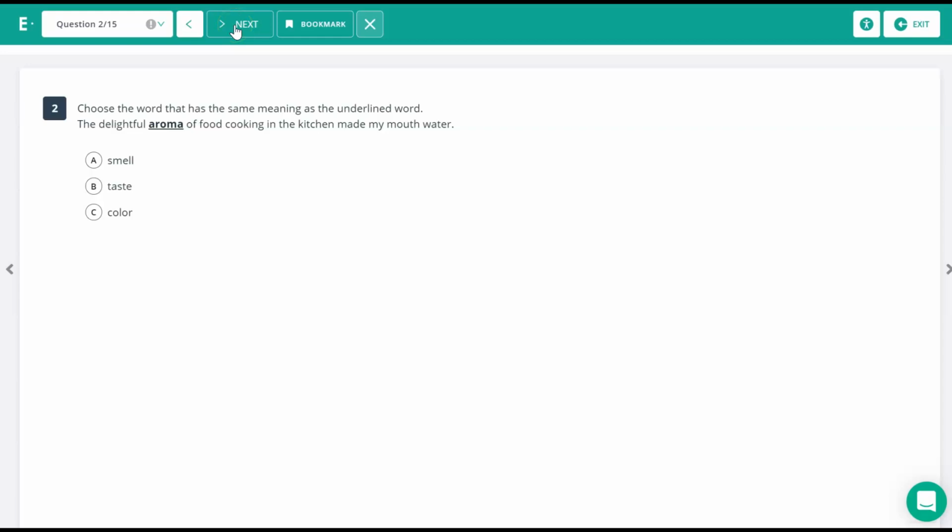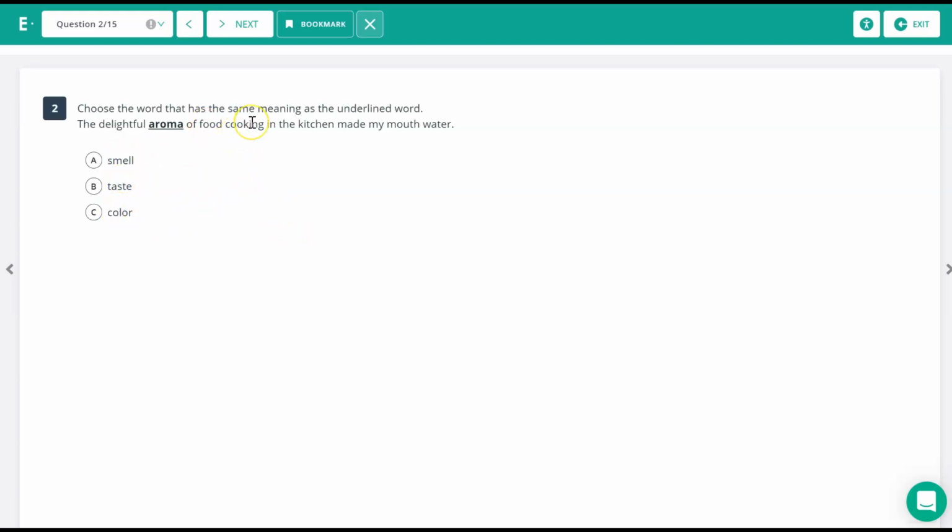Number 2, choose the word that has the same meaning as the underlined word. The delightful blank of food cooking in the kitchen made my mouth water. All right, think in your head. Why would your mouth water when there's food in there? Because of the smell, the taste, or the color?